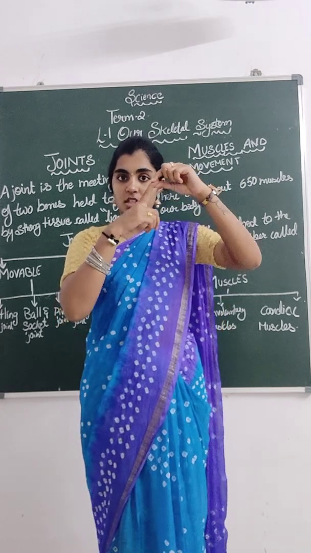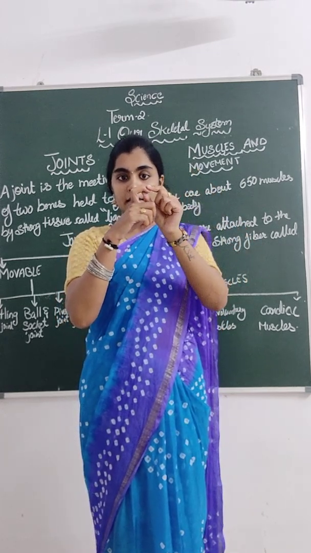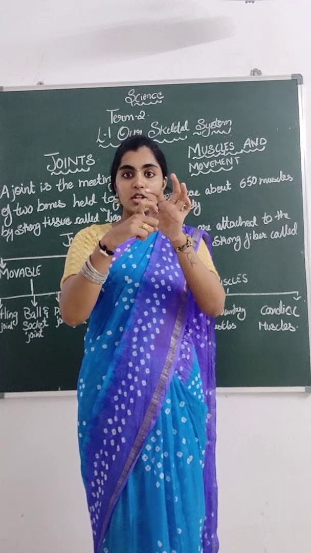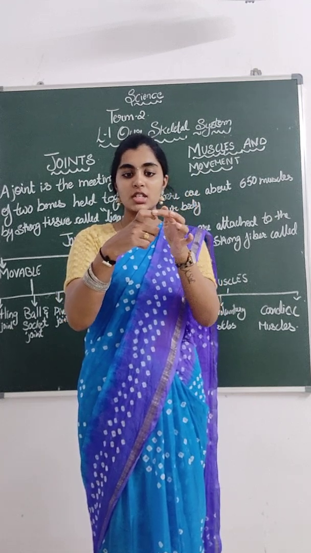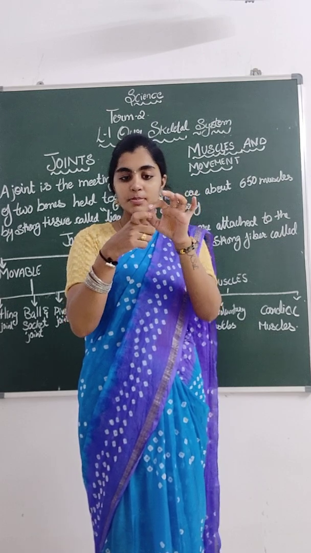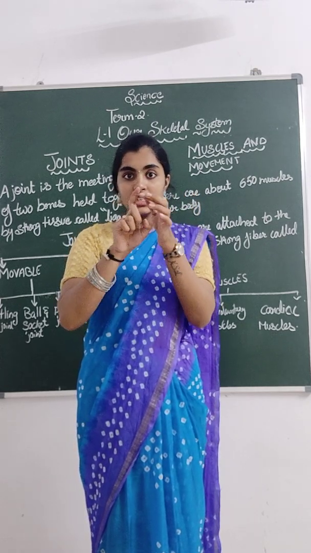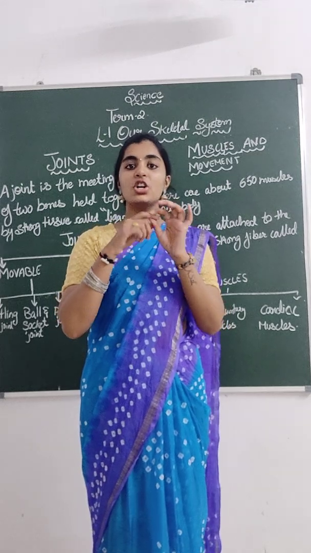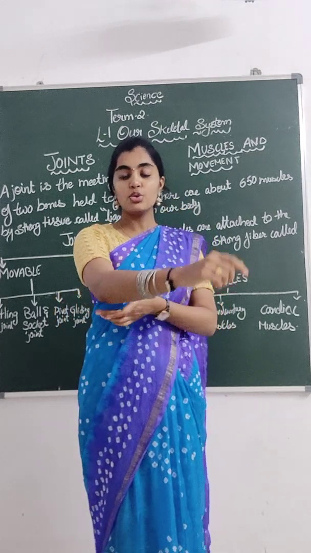Now see, just take your finger, try to bend like this. You can find two structures coming like this. If you bend, you can find like this, right? This part is called as joint. Okay, joint is nothing but where two bones are joined.